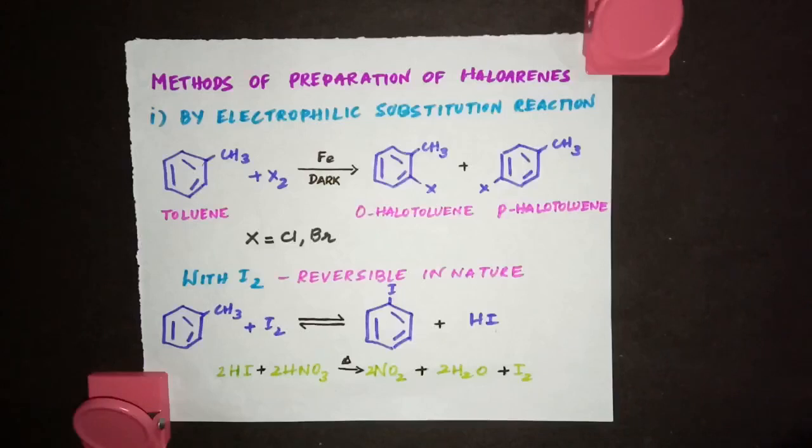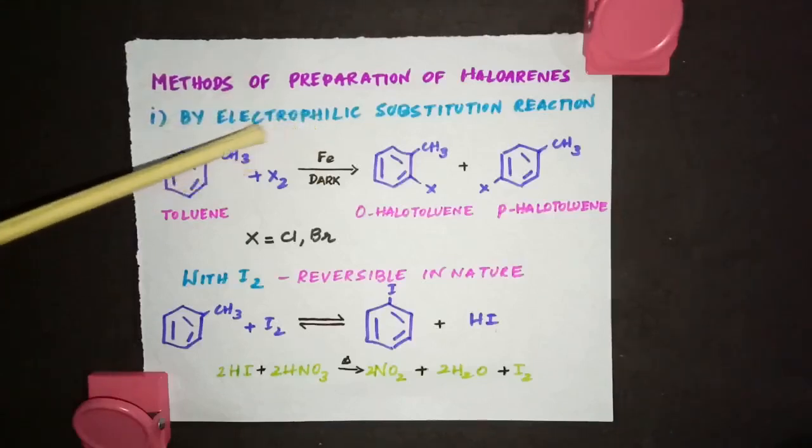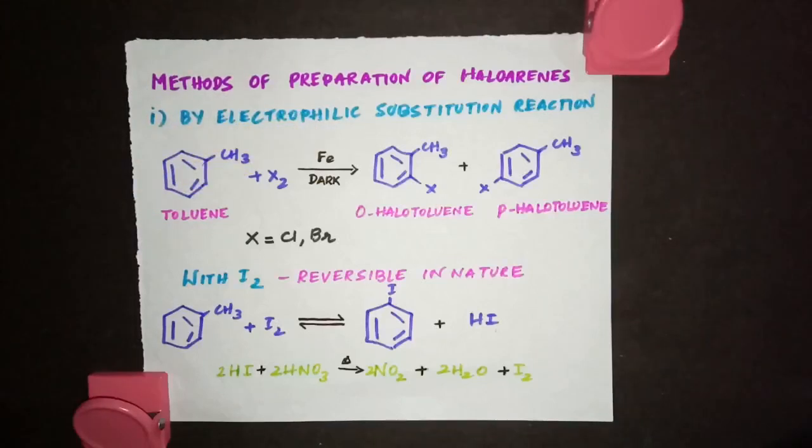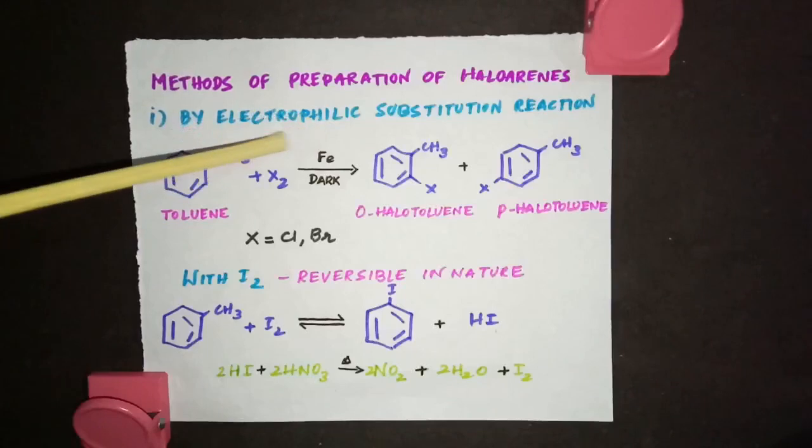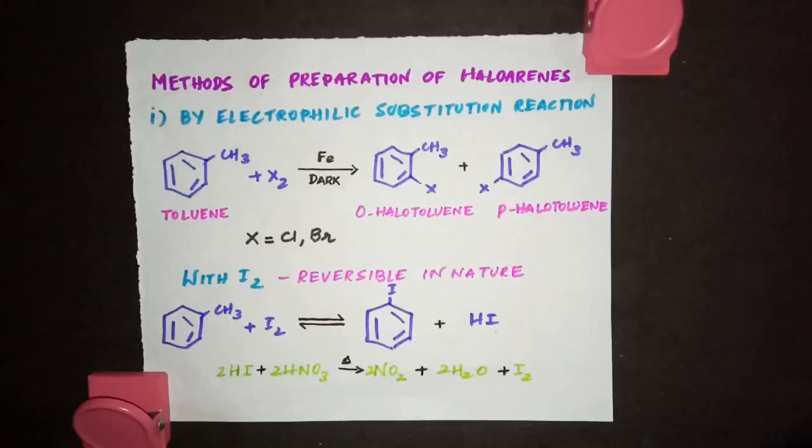We have seen in haloalkanes about nucleophilic substitution reaction, in which the attacking agent is a nucleophile which will be having a negative charge. So Nu minus is the representation. Here we are talking about electrophile. Electrophile carries a positive charge. So when you are substituting a hydrogen or any other atom using an electrophile as the attacking agent, then that substitution reaction is called electrophilic substitution reaction.